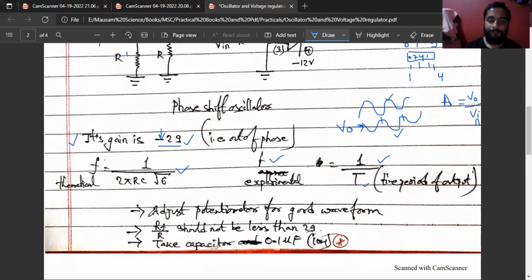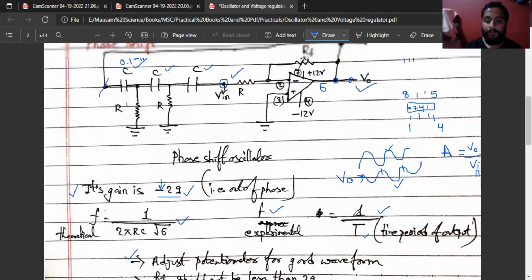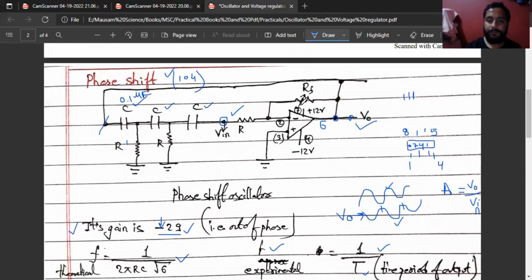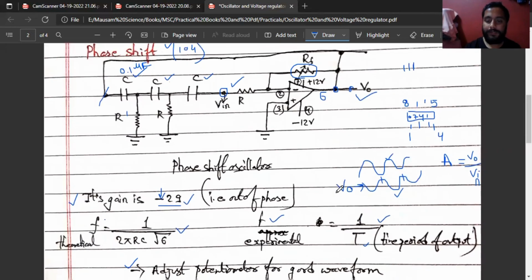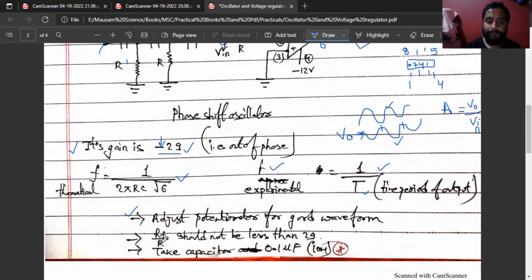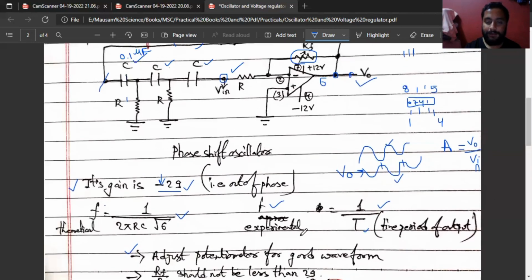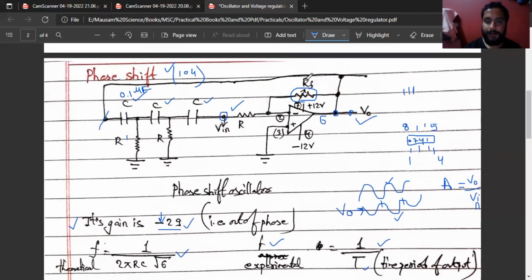And after that, there are some precautions to perform this. Adjust the potentiometer for a good waveform. We need to adjust this potentiometer, which is kept over here. The potentiometer should be kept in such a way to get a good waveform. And RF by R should not be less than 29. If you divide RF by R, then the value should not be less than 29 because its gain is 29. It can be more than 29.